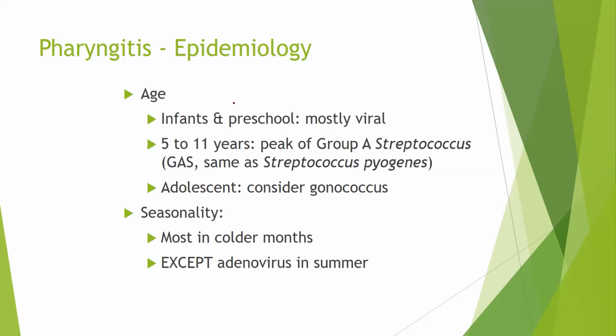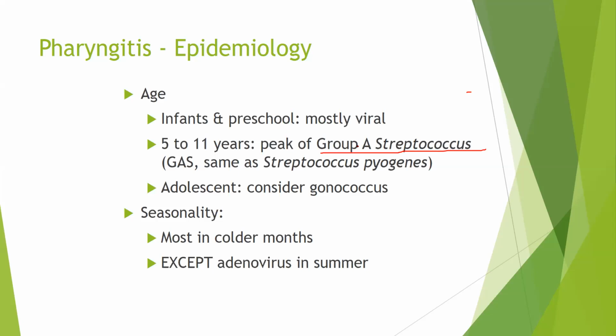So pharyngitis generally occurs in infants and preschool children. It's mostly viral, okay? At 5 to 10 to 11 years of age, there's going to be a peak of beta strep group A infections. And there's also some information that suggests that some children are colonized with beta strep group A. So sometimes we get these false positives, but that's just something to keep in mind. If they are having an acute infection and you get a strep group A, then you want to assume it's an infection, not just a colonization.